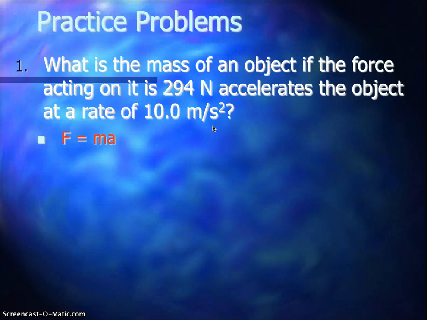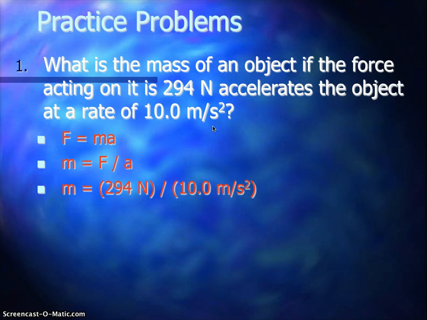We're always going to start off with F equals ma. Solving for mass, we divide both sides by acceleration, so we're left with mass is equal to force divided by acceleration. Plugging in the numbers, force as 294 newtons divided by 10.0 meters per second squared, as stated in the problem, we'll have 29.4 kilograms, three significant digits. We leave it at that, and we have completed our practice problem.